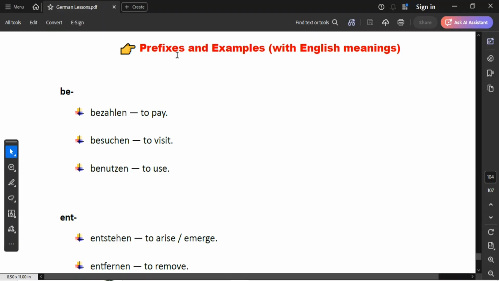Now I want us to go ahead and look at these prefixes, and when you look at one prefix we are going to give some Beispiele, and we are going to have their meaning in English. I'm going to start with prefix be. The examples we have are bezahlen, which means to pay, besuchen, which means to visit, benutzen, which means to use.